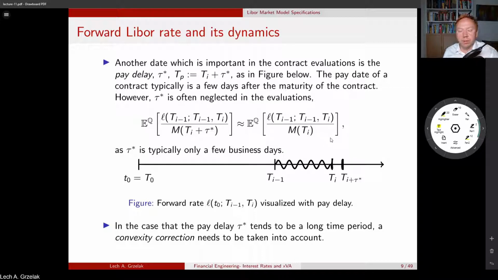If you're dealing with a convexity correction, maybe the most important takeaway is that if this distance between ti and ti plus tau is small, then typically this effect is extremely small, because it is a function of the volatility and the time. So the error is a function of the distance and volatility.